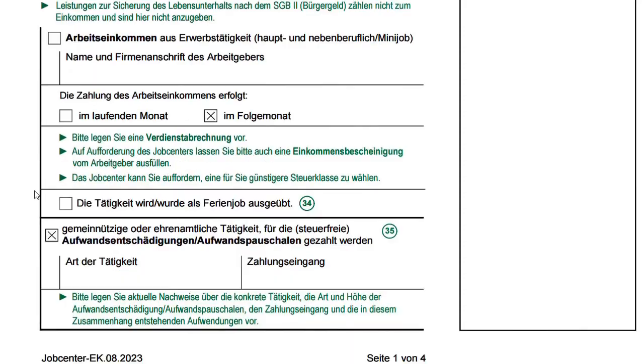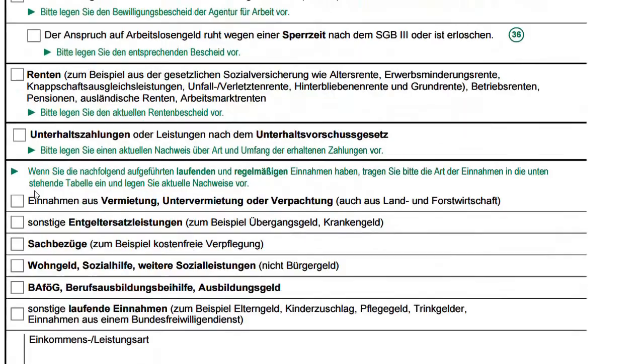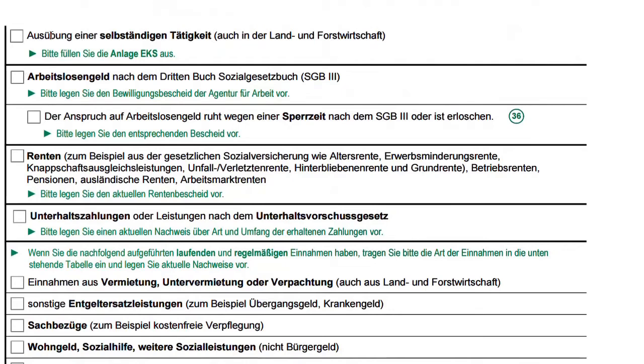If he or she has done self-employed work, which could also be in agriculture or forestry, you mark here with a cross, and in this case you should also fill in the attachment EKS and send it to them together with this attachment.